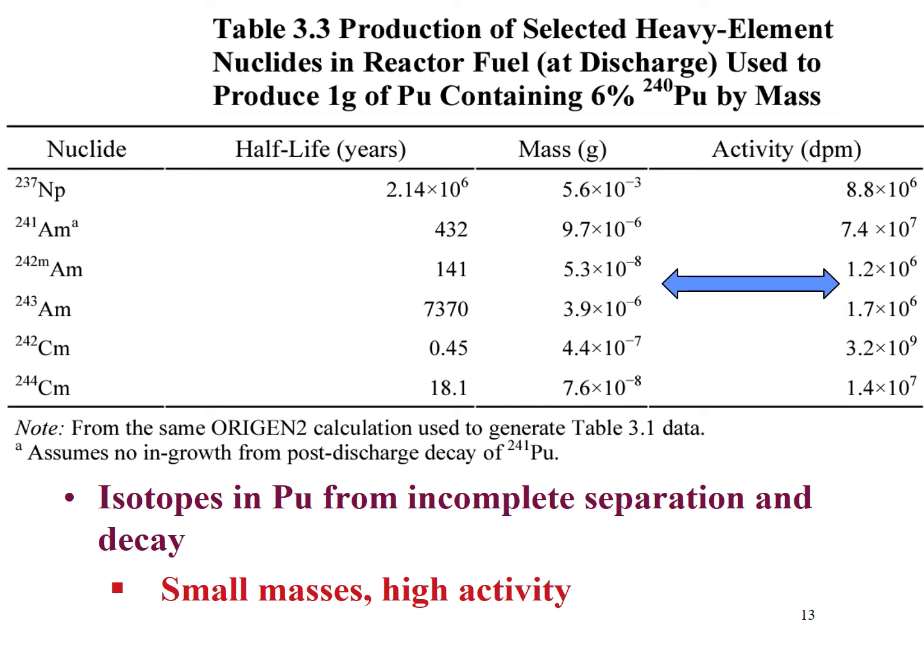That's unseparated material. So obviously when the material is treated and plutonium purified, you get lower amounts of the activity of these isotopes. However, incomplete separation provides a route for determining signatures in this material.